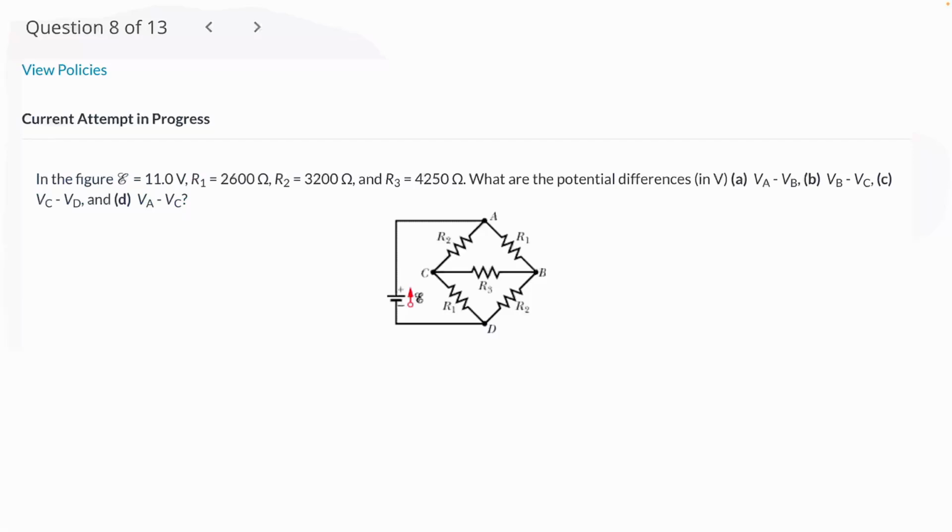There's a current. Got to define my currents. I'm going to do I1, I2. Can I do I3 that way? Does anybody object? No? Okay. Then I'm going to do I2 that way, I1 that way. Again, those are just guesses, right?